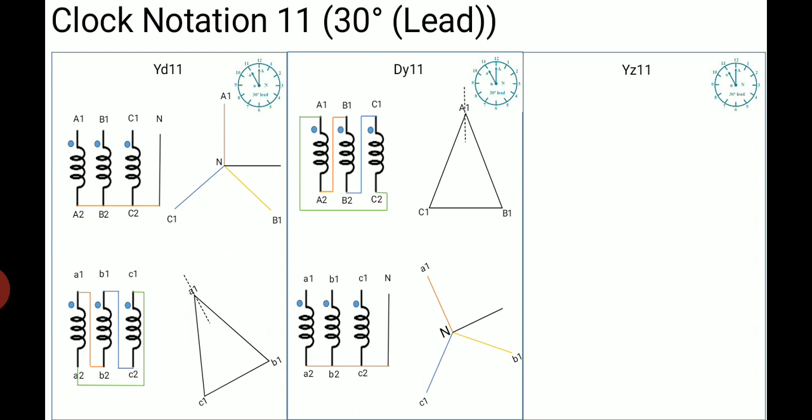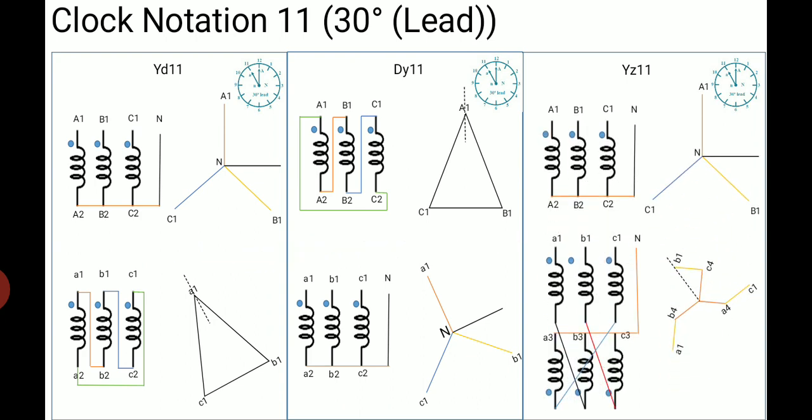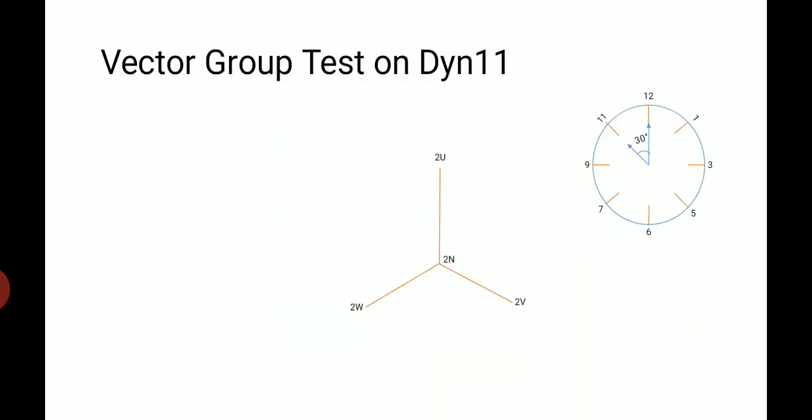DY11 at primary side, the connections are A2 to B1, B2 to C1, C2 to A1. And for the YZ, interchange of the connections is required to obtain the required group. So, I think now we are able to conduct the vector group test on DY11, and it is more important when we want to connect two 3-phase transformers in parallel.